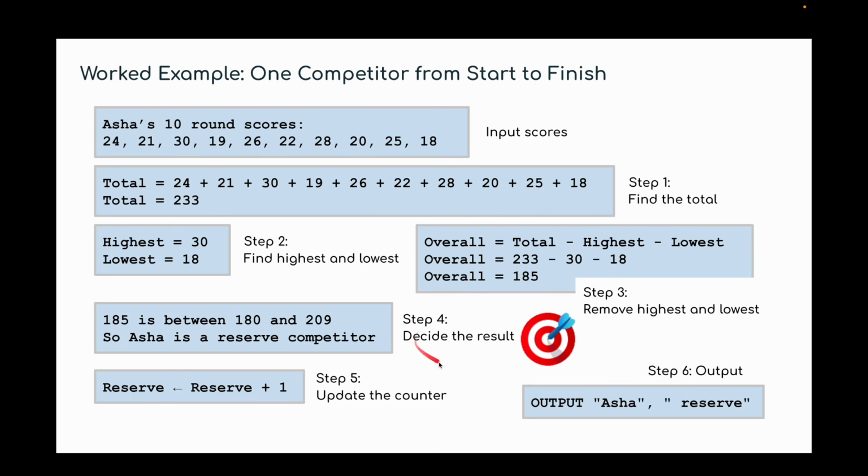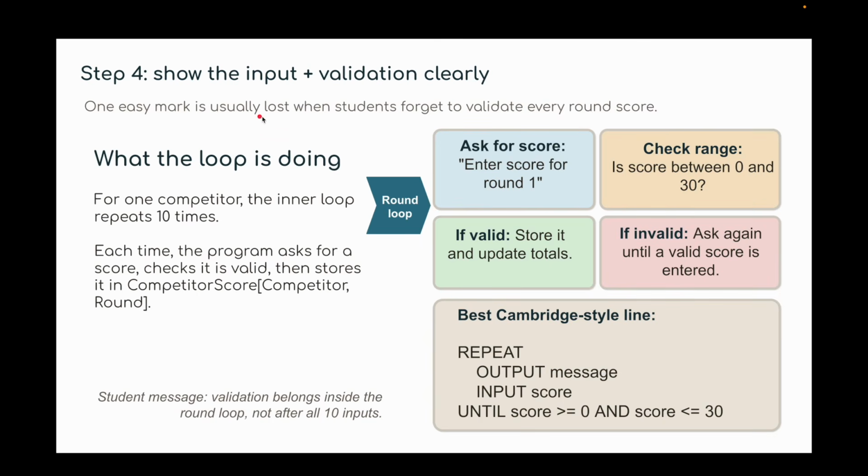Okay, the next step, step 4. Asha, obviously the first competitor, scored 185. So 185 is between 180 and 209, so Asha is a reserve competitor. Step 5, we update the counter, reserve equals reserve plus 1, and then output Asha is a reserve. So that is what we're going to do as we whiz through. One easy mark is usually lost when students forget to validate every round score. So let's have a little look at this.